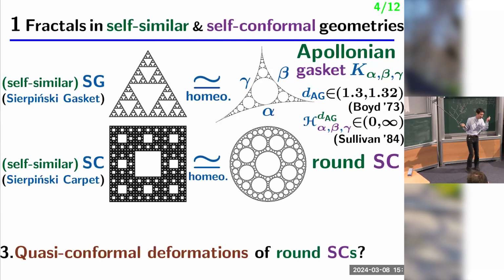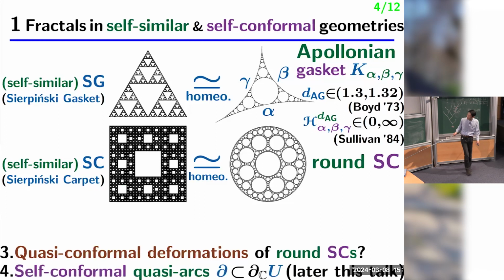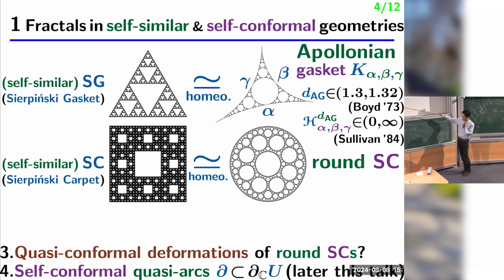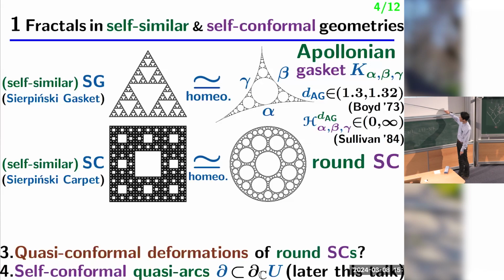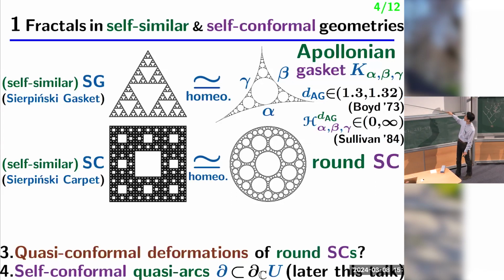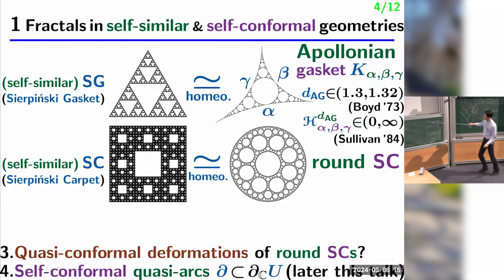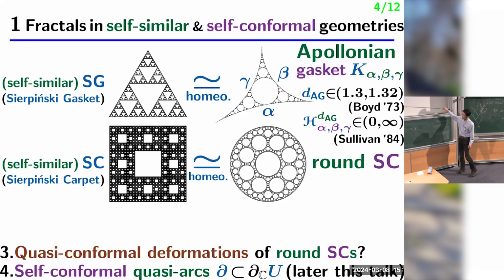Well, I would love to consider those kinds of situations, but this seems to be difficult, and I have not succeeded. As a preliminary, or rather preparatory, step for number 3, I have done something for the case where your fractal is just a single quasi-circle or quasi-arc. So I will talk about this at the end of today's talk.